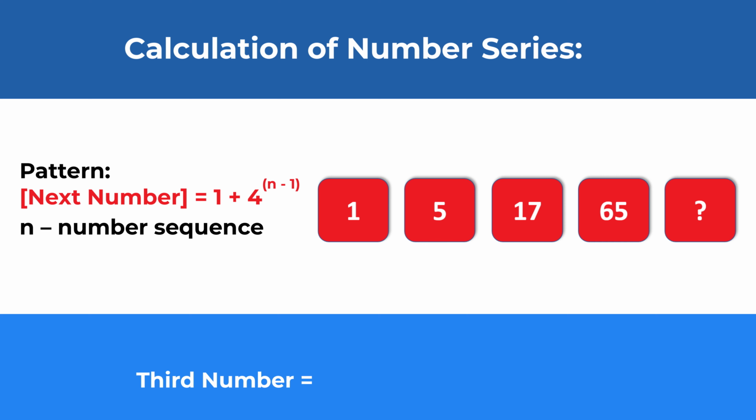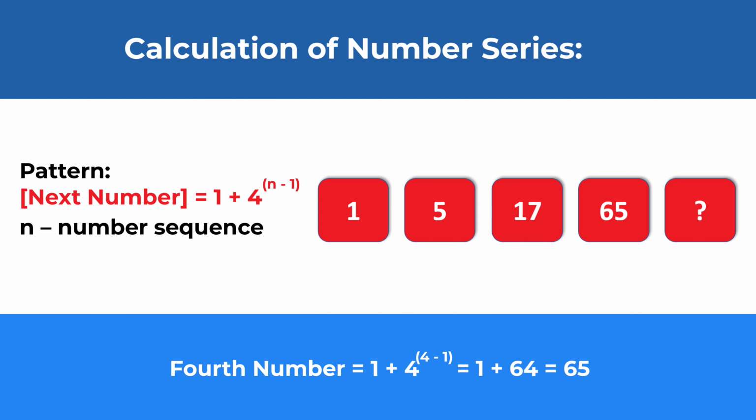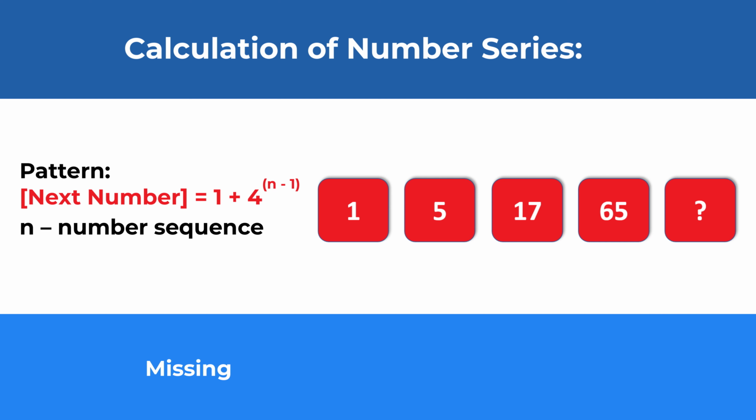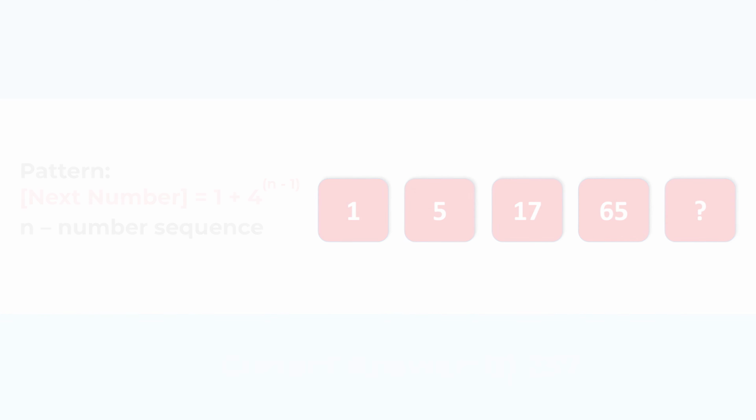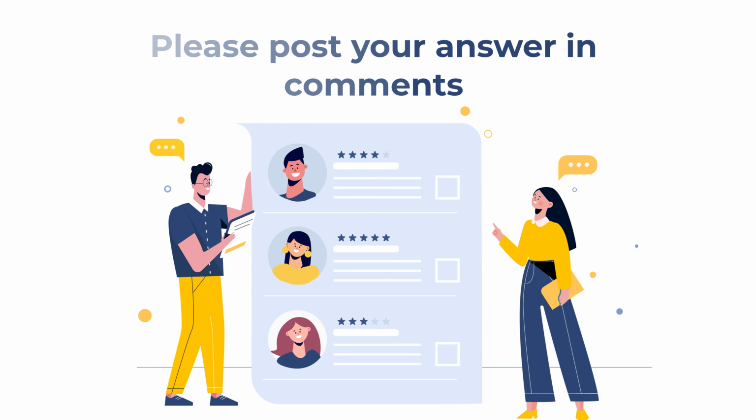Third number is calculated as 1 plus 4 in the power of 3 minus 1, which is 1 plus 4 in the power of 2, which is 16, which equals 17. Fourth number is calculated as 1 plus 4 in the power of 4 minus 1, which equals 1 plus 64 and equals 65. And the missing number is calculated as 1 plus 4 in the power of 5 minus 1, which equals 1 plus 256, which equals 257. So the correct choice here is choice B, 257. Hopefully you've nailed this question and now know how to solve similar problems on the test.